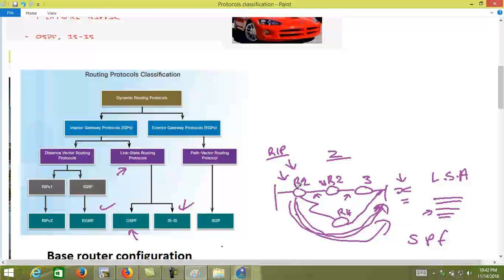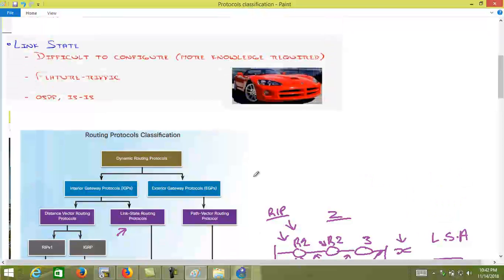I feel like I've taken a lot of time explaining that, but anyway, here we're just looking at the various classifications so that we can appreciate the various routing protocols that we have.